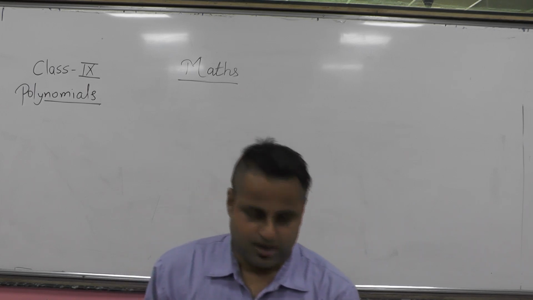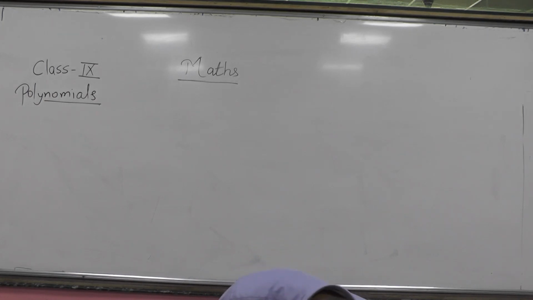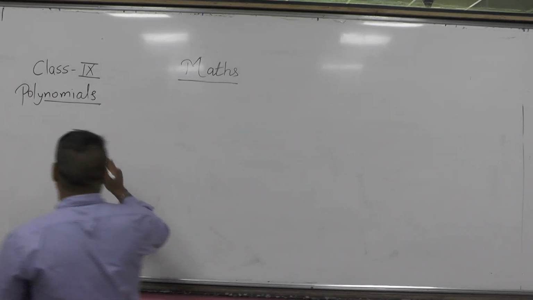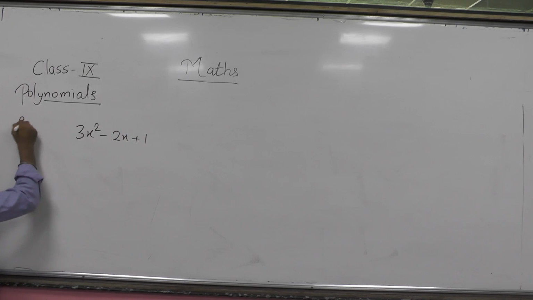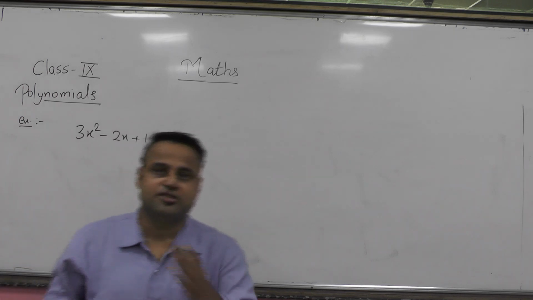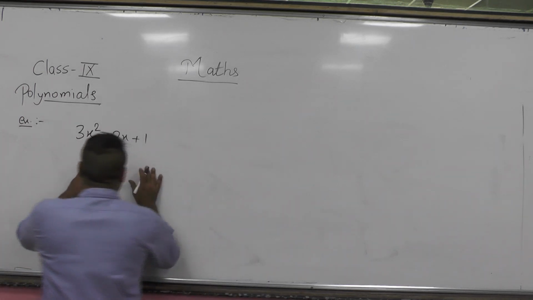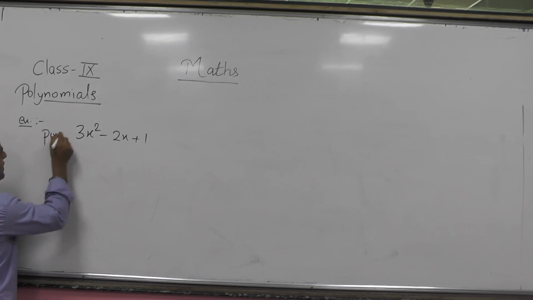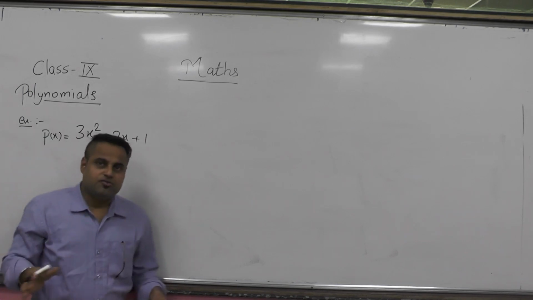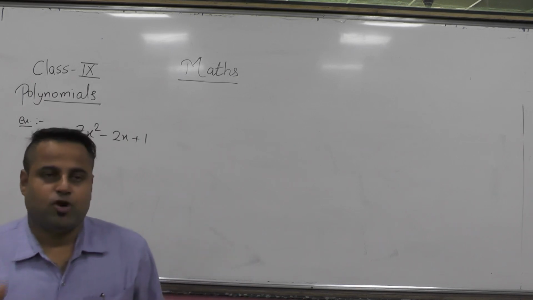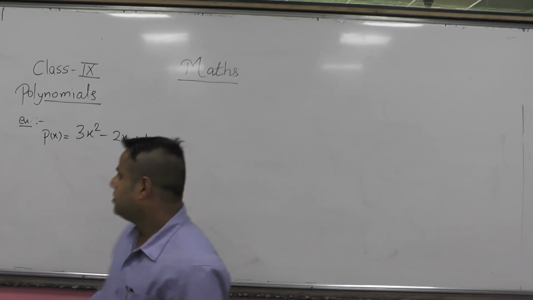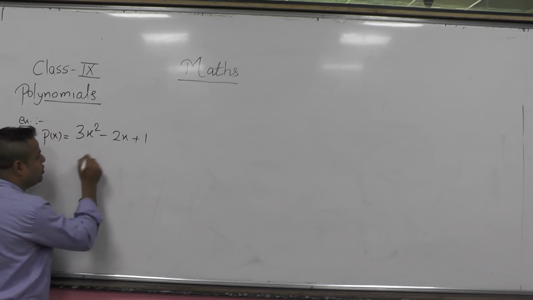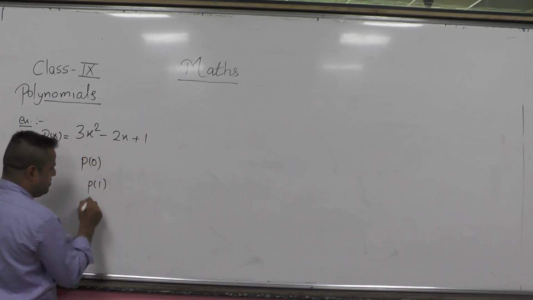of the polynomial. As a polynomial given to us, we can take one polynomial, 3x square minus 2x plus 1. I am taking this as an example. It is not in the book, but there are some questions based on this type of thing. Suppose this polynomial is of x, we can call it p of x. P of x is the term pronounced as polynomial of x. Polynomial of x is an algebraic expression of x with different degrees. So we have to find the value of P0, P1 and P2.